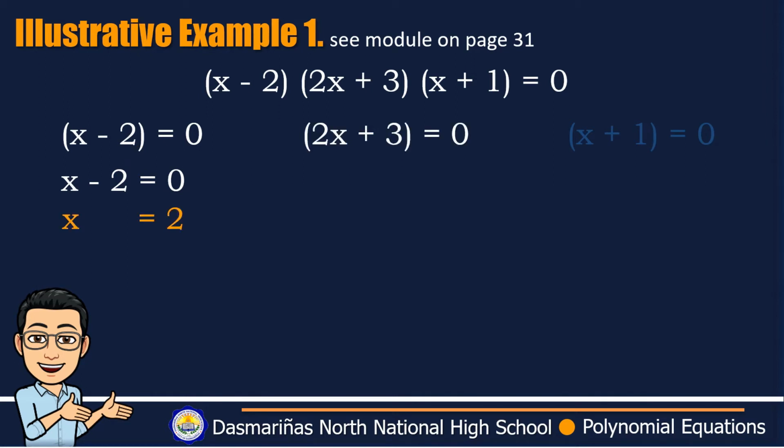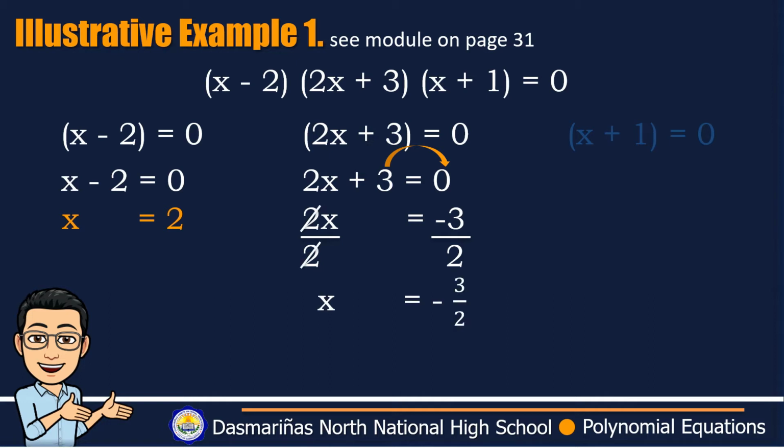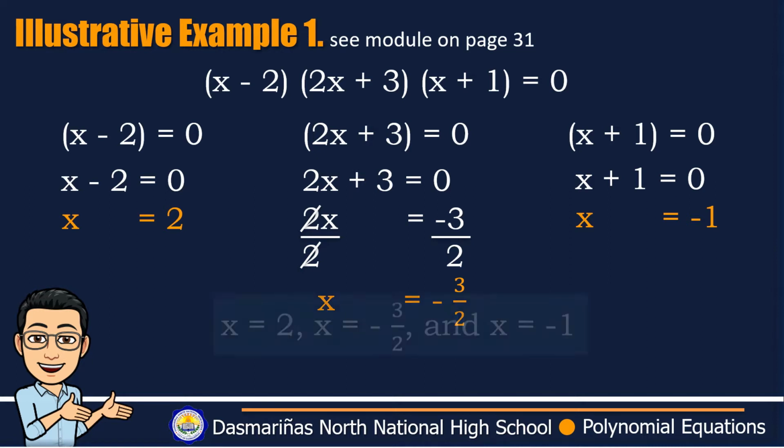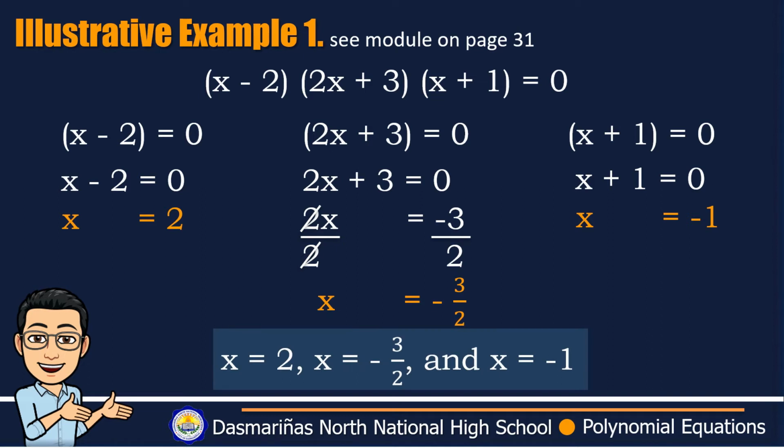Then 2x plus 3 is 0. Transpose 3, change the sign, so we have 2x is equal to negative 3. To find x, divide both sides of the equation by 2. 2 divided by 2 simply cancelled out, so we have x is equal to negative 3 halves. Lastly, x plus 1 is 0. Transpose 1, change sign, then we have x is negative 1. Now we have the solution of the given polynomial, which is x is equal to 2, x is equal to negative 3 halves, and x is negative 1.